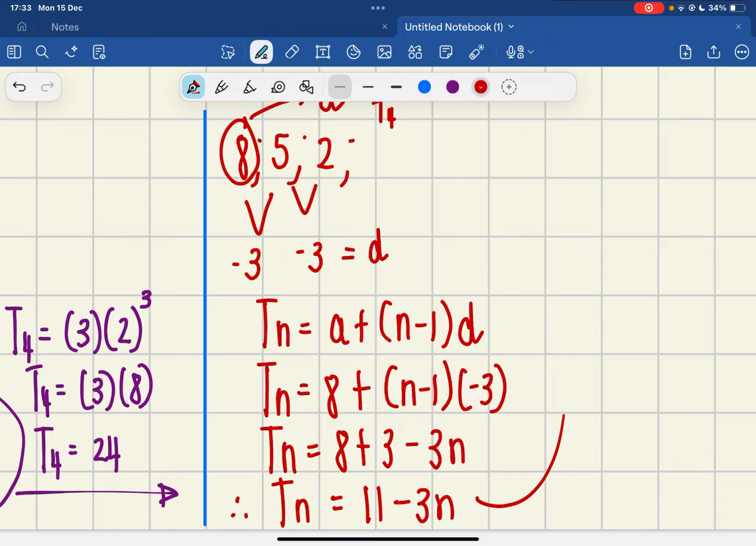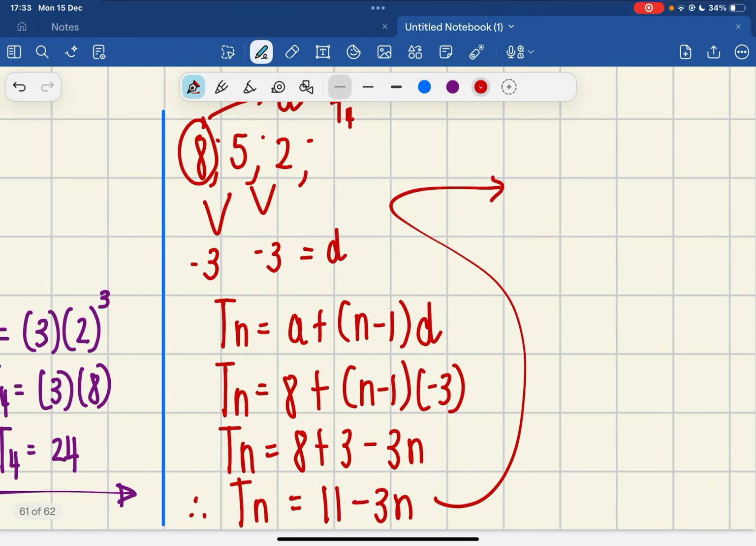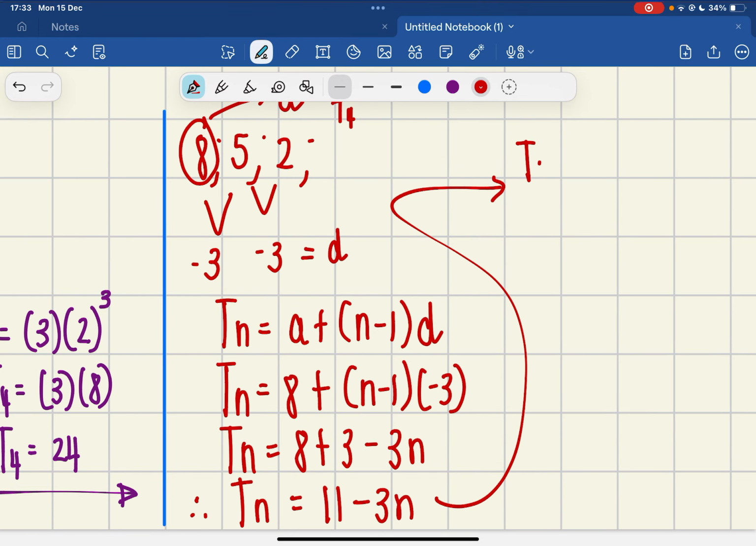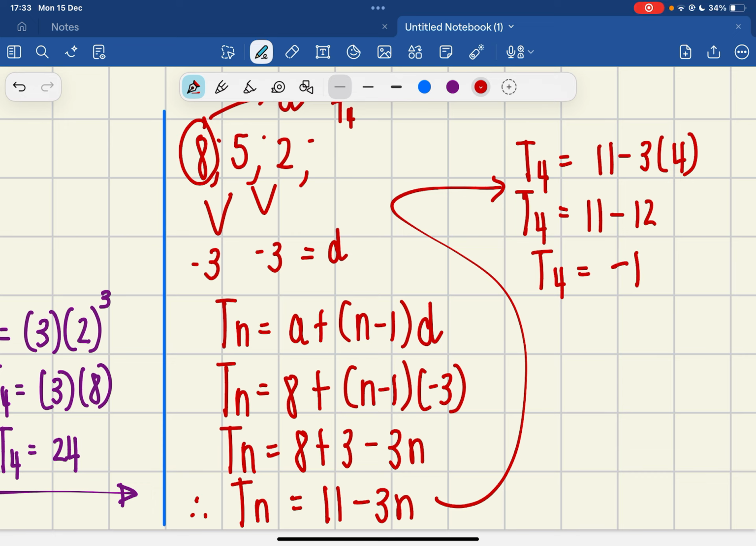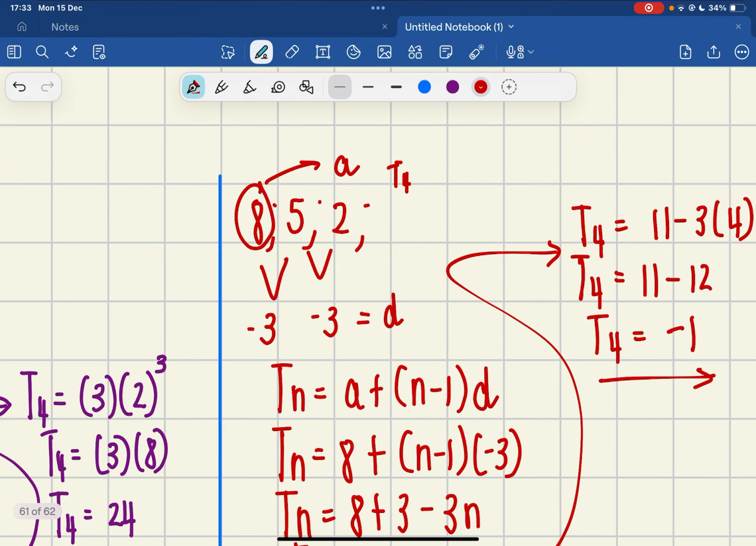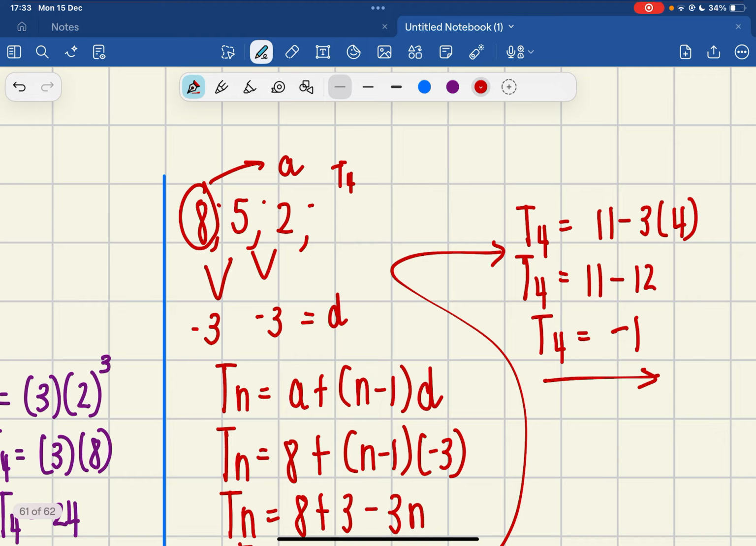And we're looking for the fourth term because they said they want the other two terms that follow. Therefore, T4 is equal to 11 minus 3 times 4. T4 is equal to, boys and girls, negative 12 for the product. So it's 11 minus 12, and T4 is equal to negative 1. Does it make sense? Remember, we're subtracting 3, so 2 minus 3 was supposed to get you negative 1. Yes, it does make sense.